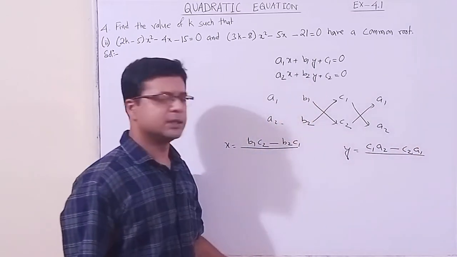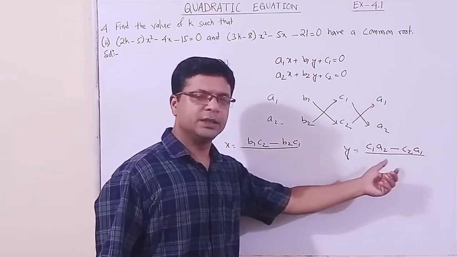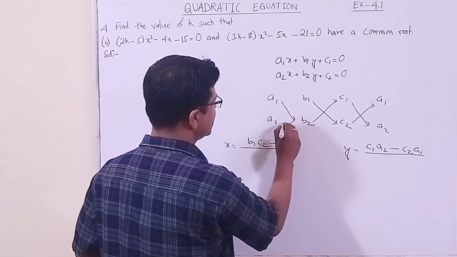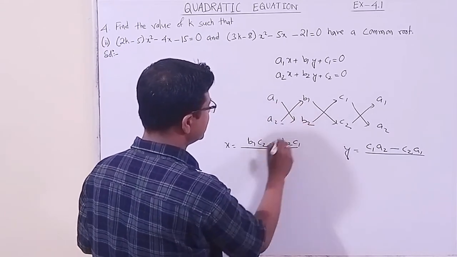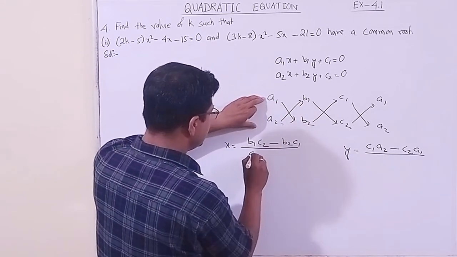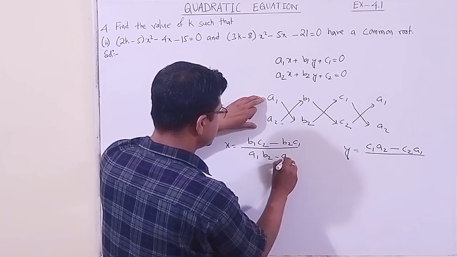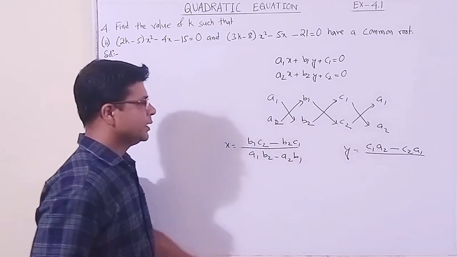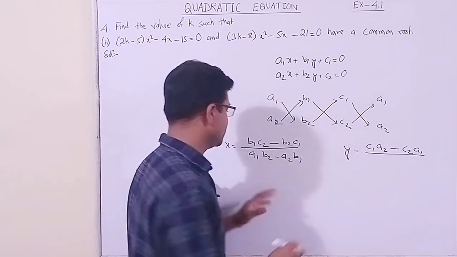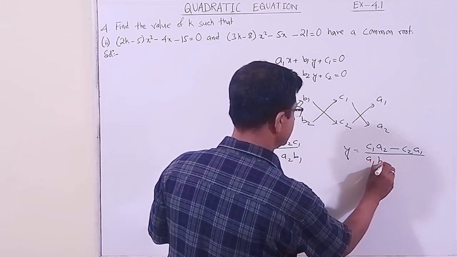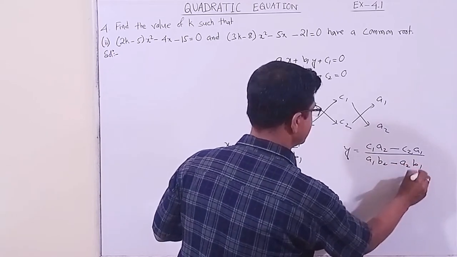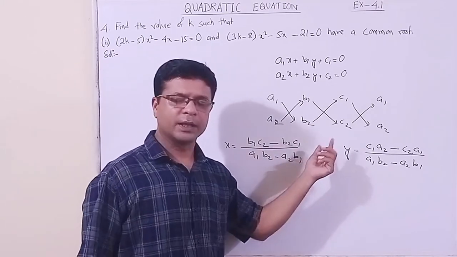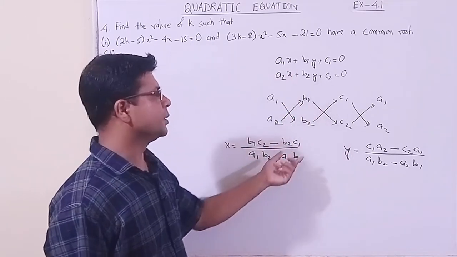Now you'll say, sir, the denominator in each case is left. Yes, this part is also left, that's why the denominator is left. So here we will multiply a1 into b2, a1 b2 minus a2 b1. Now they are also copy paste, a1 b2 minus a2 b1. In this way, we can solve x and y by the method called the cross multiplication method.